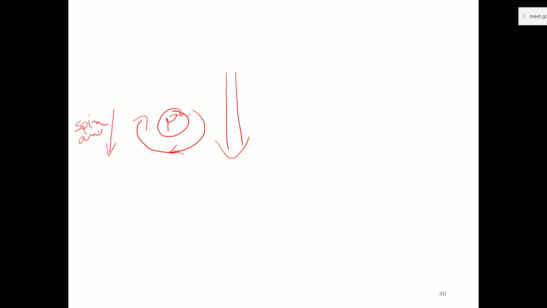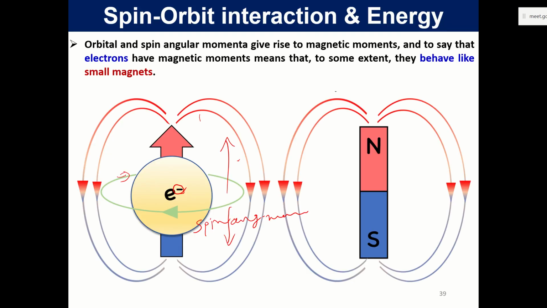Spin angular momentum will be pointing downwards, and the magnetic moment, the north and south pole, will be pointing downwards too. So this is the difference between a proton and an electron, a positively charged fundamental particle and a negatively charged particle such as an electron, that both will behave as tiny magnets.